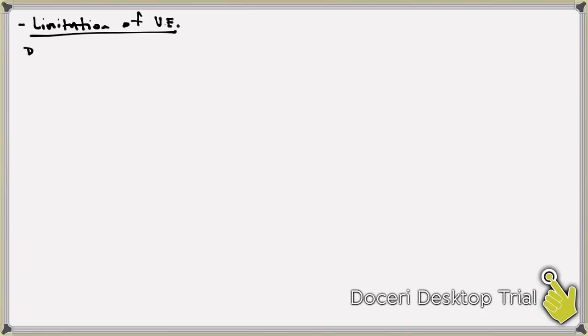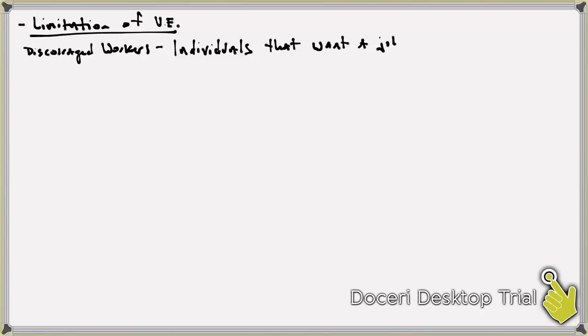So we're going to put down here discouraged workers. And these are a group of workers in our economy that basically want a job, but they've given up looking for a job. So we'll say individuals that want a job, but have stopped looking.